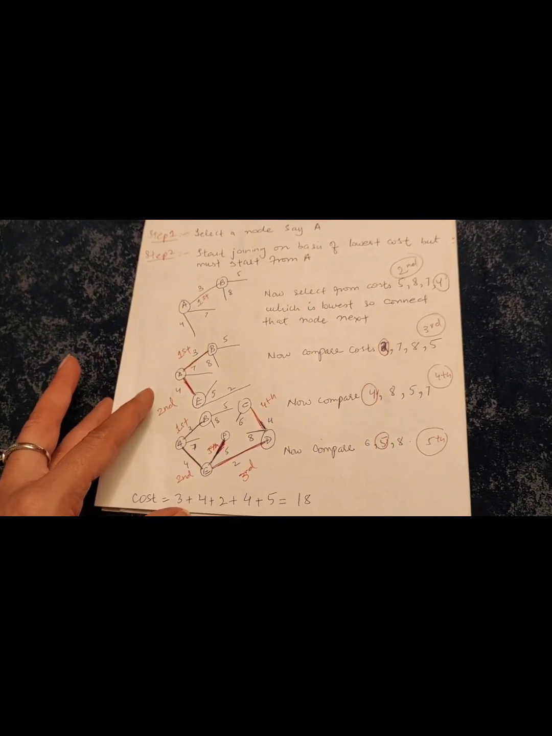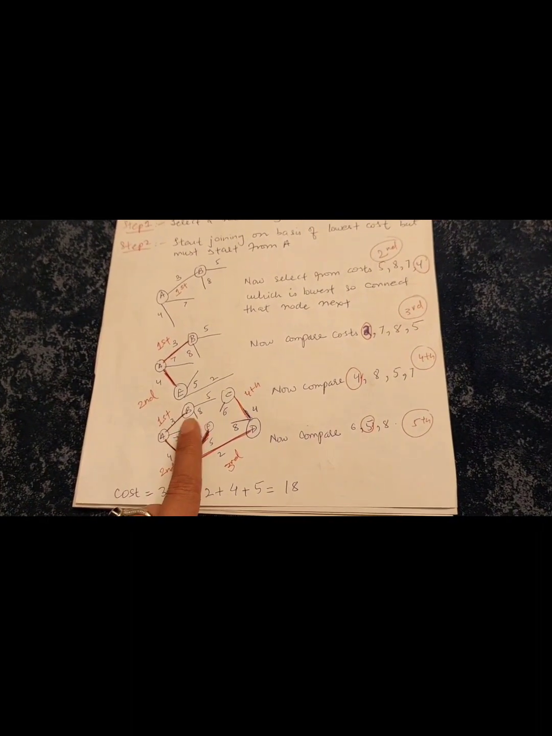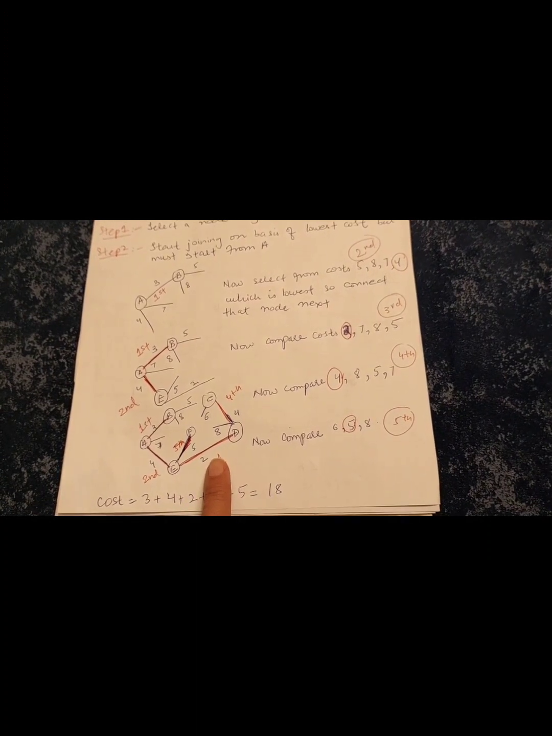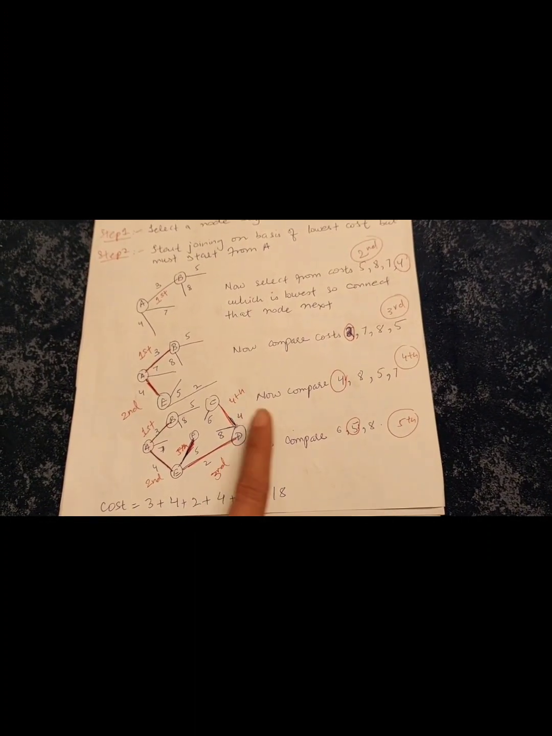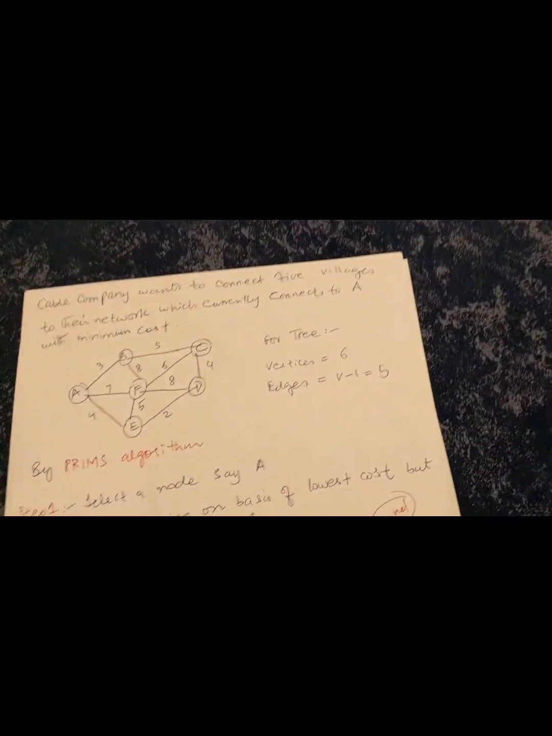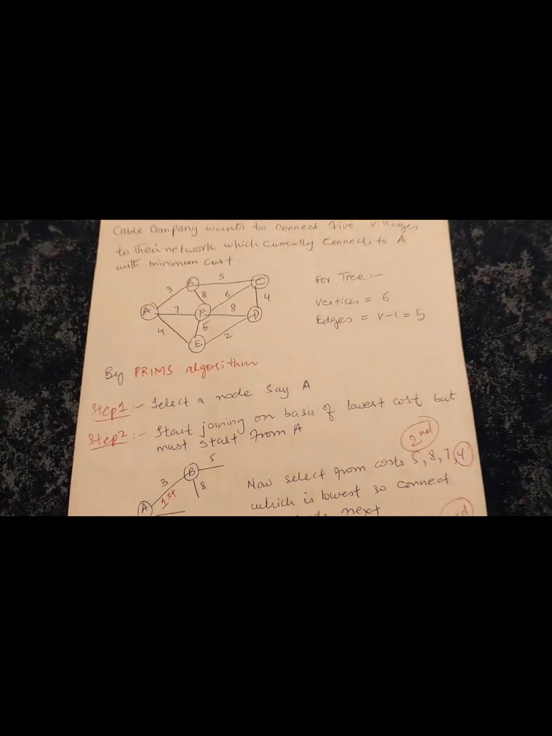The cable company has laid down cable to all the cities. So the cost is, you will add 3, 4, 2 and this 4 and this 5, so the cost is 18. In this way you are able to find out the cost that the cable company has to put, and you find the solution by Prim's algorithm.